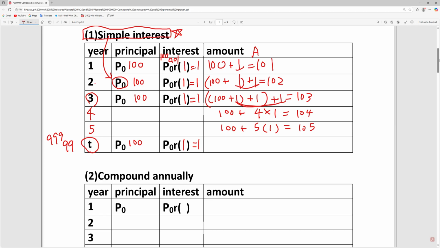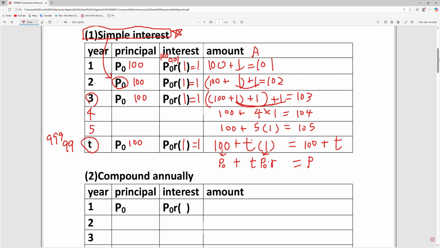It will be your original $100 plus $1 for every year, and you have T years. So it will be 100 plus T. And how this $1 came from is your original $100 times rate. And this $100 is your original principal. So plus all together, this is our formula.